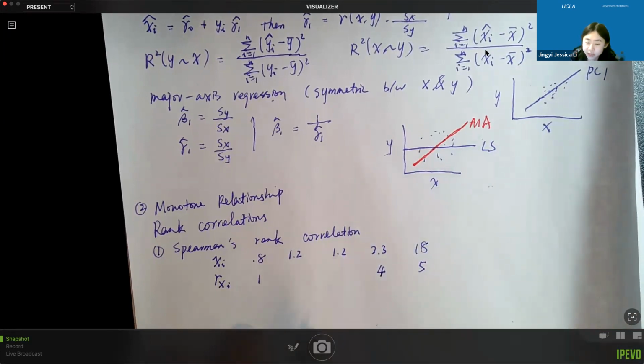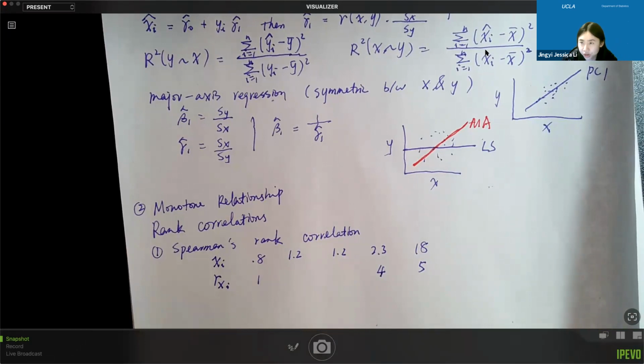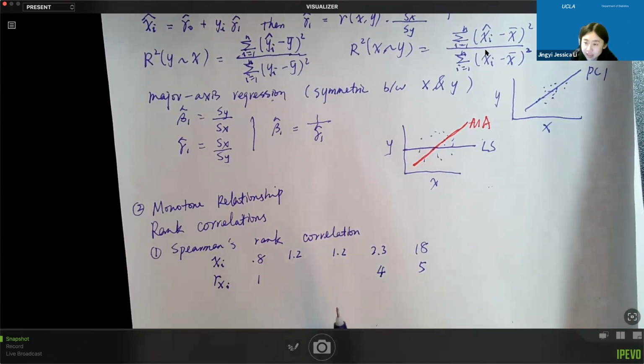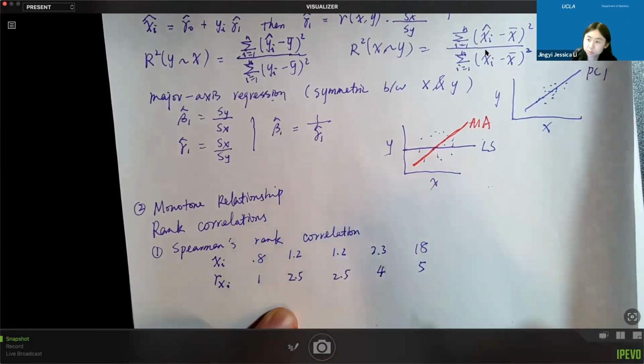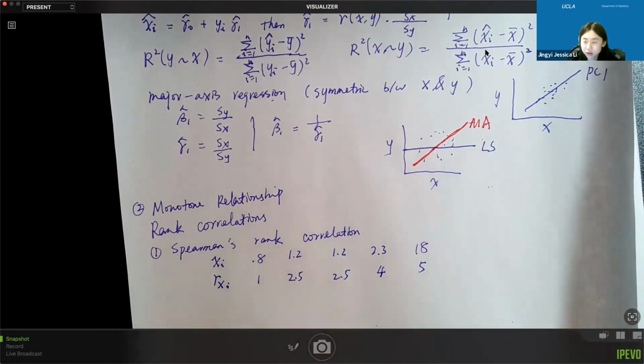1.2 and 1.2 are equal to each other. So they are going to share the same rank because one should be 2, the other should be 3. Then the average will be 2.5. So they receive rank 2.5 and 2.5. That's how we're going to convert actual values into ranks.